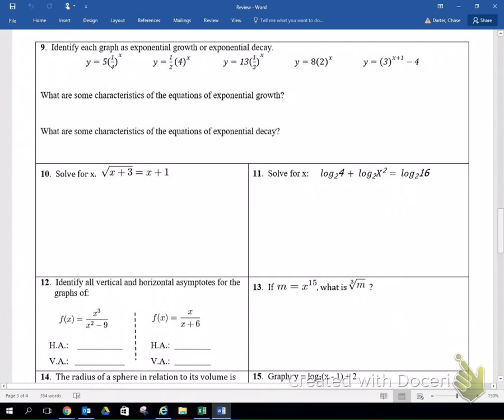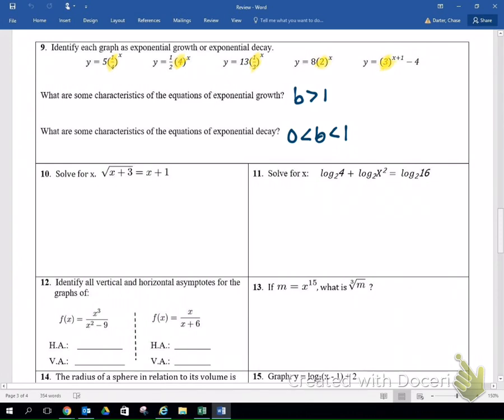So it says, what are some characteristics of exponential growth? Growth is when b is bigger than 1. Decay is when b is between 0 and 1. Or in layman's terms, if b is a fraction, it's decay. If b is a whole number, it's growth. B is the piece in parentheses. So that's my b on every single one of them. That's what we're looking at.